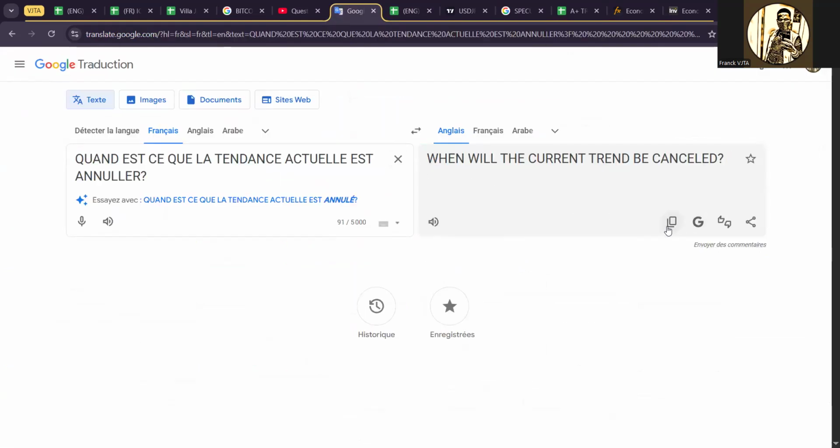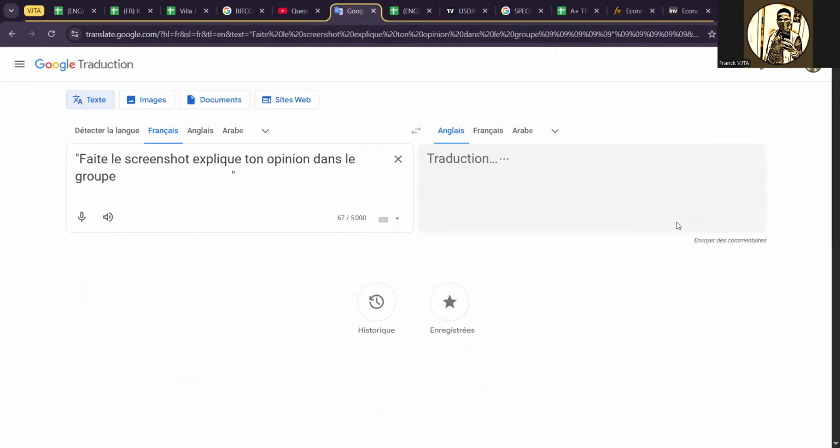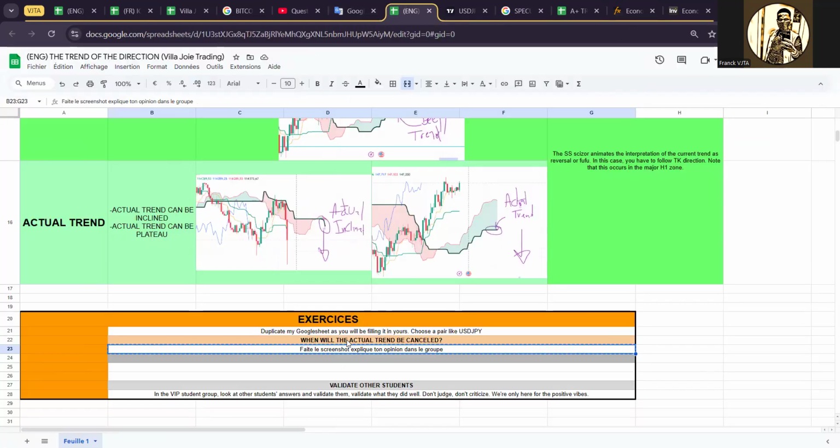What my exercise is that, when will the current trend, the actual trend, I call it actual, current, actual. Current and actual are basically the same, right? When will the actual trend be cancelled? That's my question. When will the actual trend be cancelled?